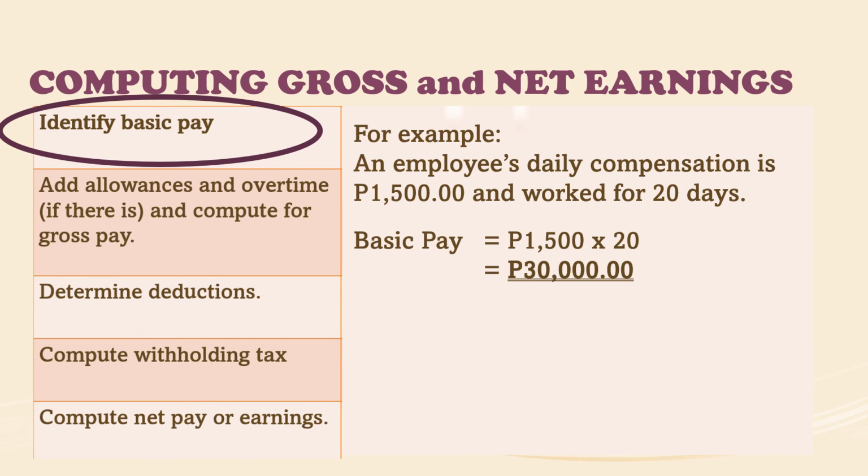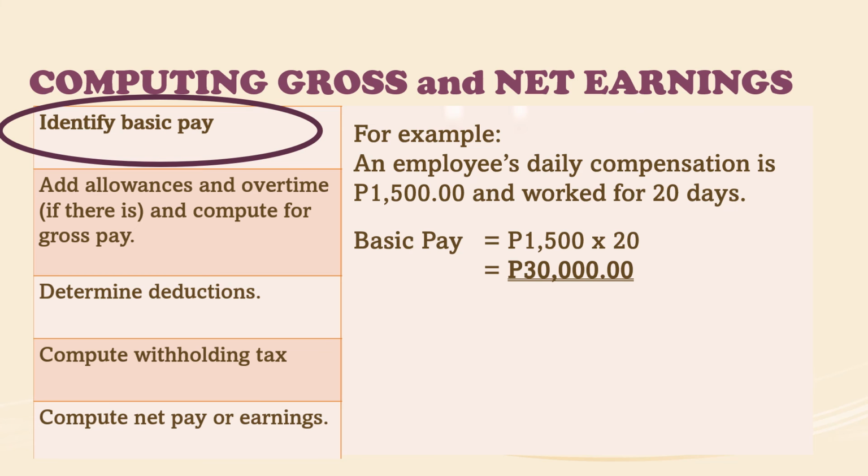For example, in identifying the basic pay, an employee's daily compensation is 1,500 and works for 20 days. So his basic pay is 1,500 times 20, which is equal to 30,000 pesos.